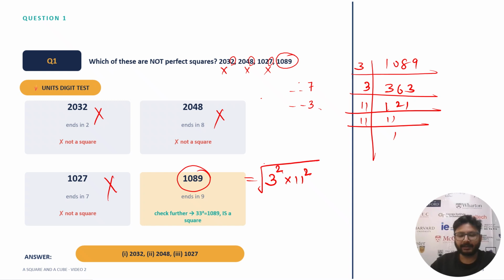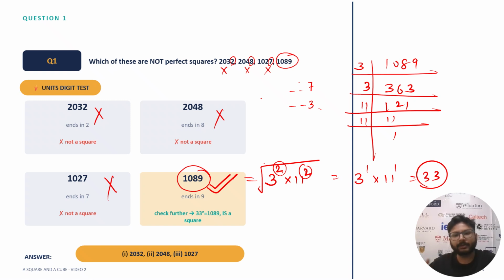If I take the square root of this number, I divide the powers by 2. So it will become 3 to the power 1 into 11 to the power 1, which is nothing but 33. So 33 is going to be the square root of this number. So this is the only one out of the 4 given which is a perfect square.